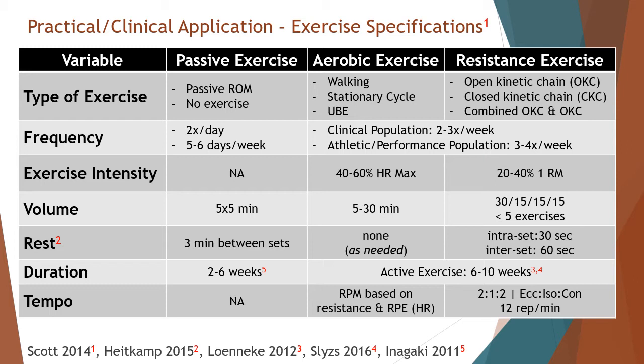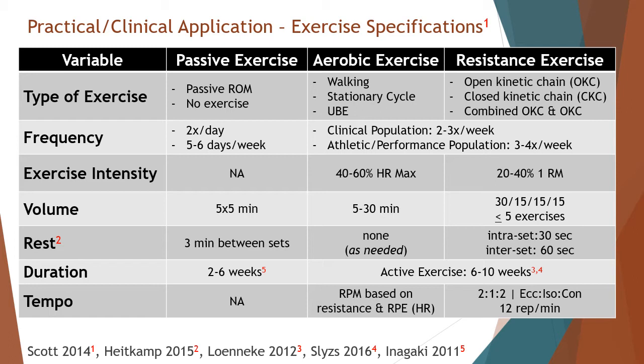And then for the resistance, traditionally it's higher volume as you're trying to stress the metabolic system, with 4 sets being traditional, 30, 15, 15, 15, and you can do up to 5 exercises. You'll be deflating in between each set, in between each exercise. The rest for the resistance is 30 seconds between sets and 60 seconds between exercises with that deflate in there, as I mentioned. The duration, you can do the passive for 2 to 6 weeks, active exercise 6 to 10 or longer, depending if you transition into a hybrid model between traditional and low load resistance training, or low load BFR and traditional resistance training.